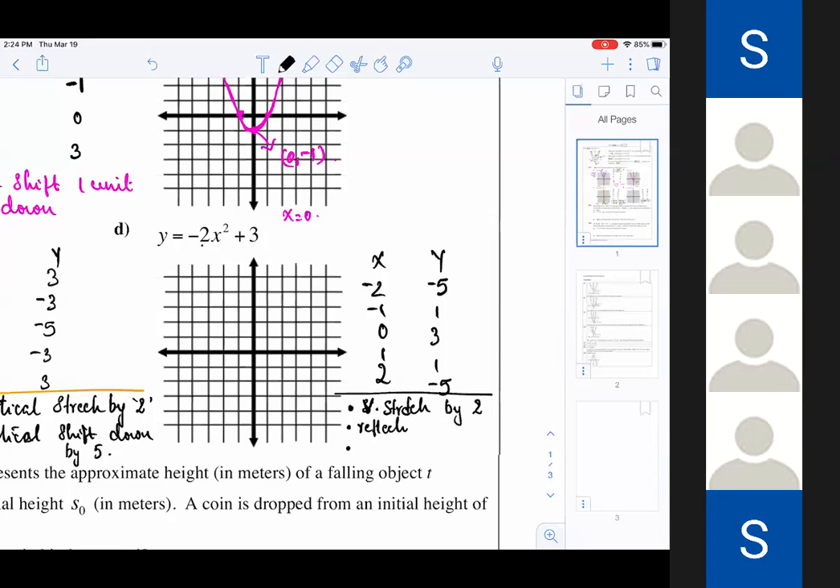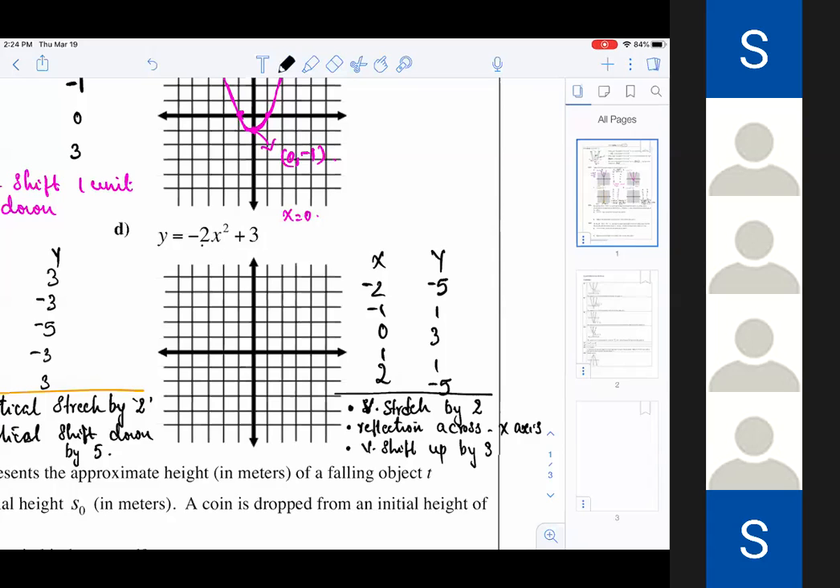Very good. Then reflection over the x-axis, and then a vertical shift down by 3. Isn't it up? Oh wait, no, never mind. Oh no, it is down. I'm sorry. One second. It is up, not down. Okay. A reflection across the x-axis. Vertical shift up by 3.